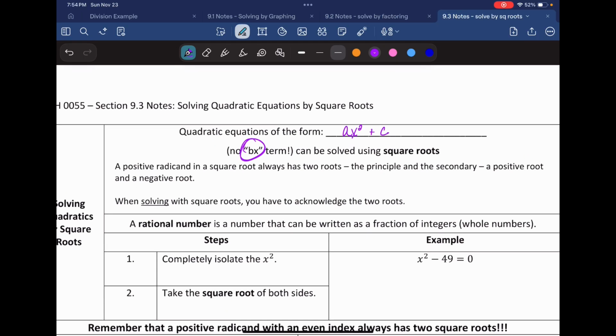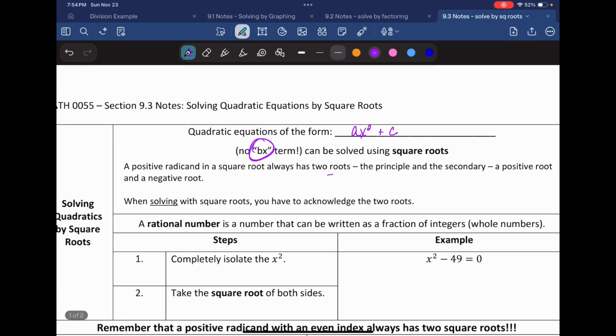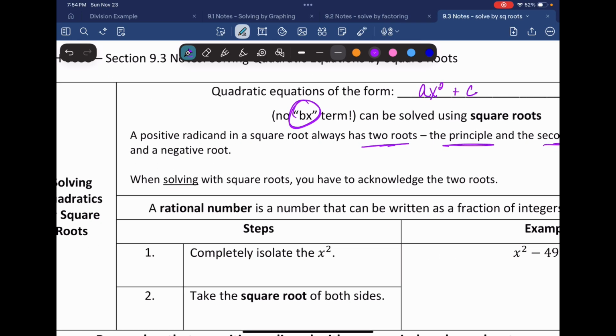So the only issue with solving using a square root is you have to acknowledge both roots. You have the principal and the secondary. So what it'll look like is you'll have this thing called a plus and minus. Anytime that you are solving, not simplifying, solving, you have to acknowledge both roots.